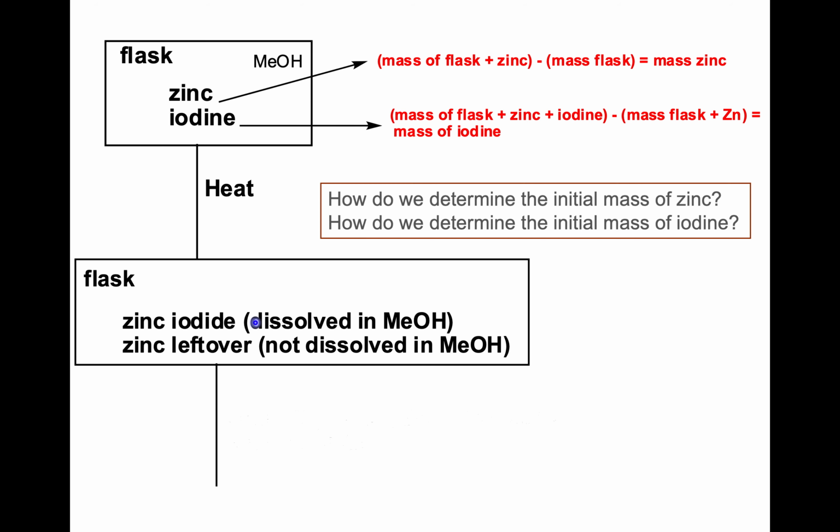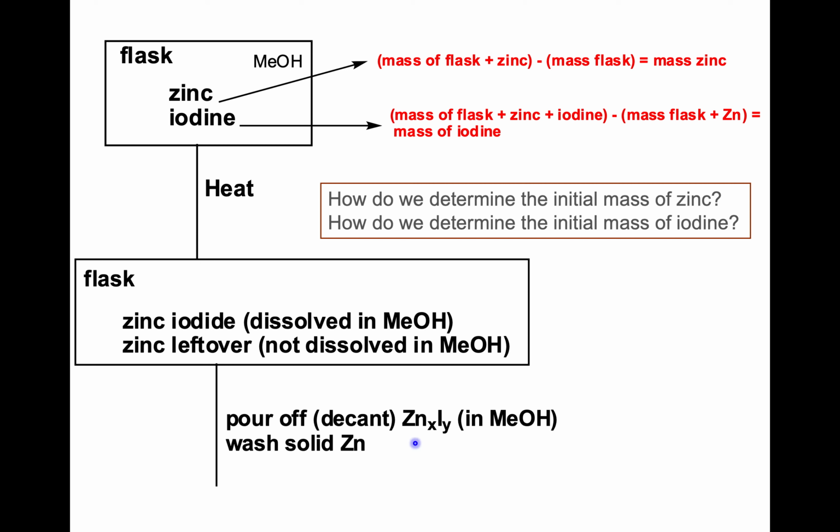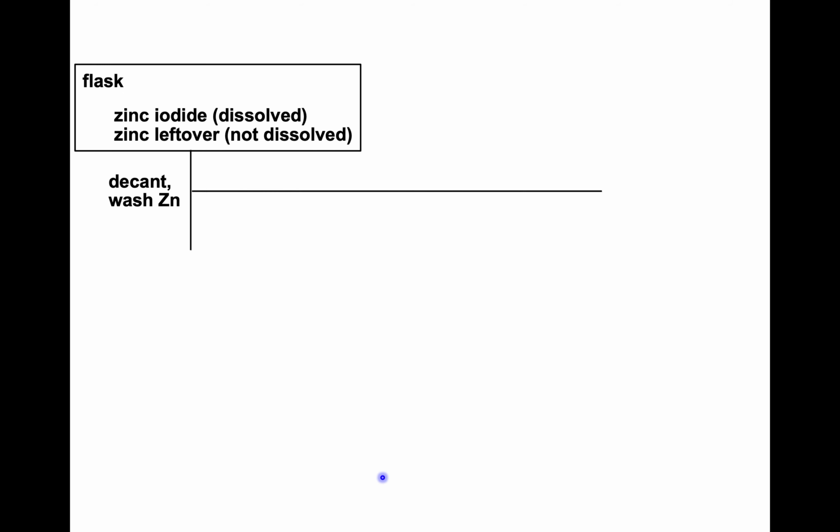We next want to separate out that leftover zinc from the zinc iodide. So you're going to decant off the methanol that has that dissolved zinc iodide, and you're going to leave behind that zinc as a solid. Now we want to be sure that you fully collect all of the product, because you don't want to leave any of that zinc iodide behind.